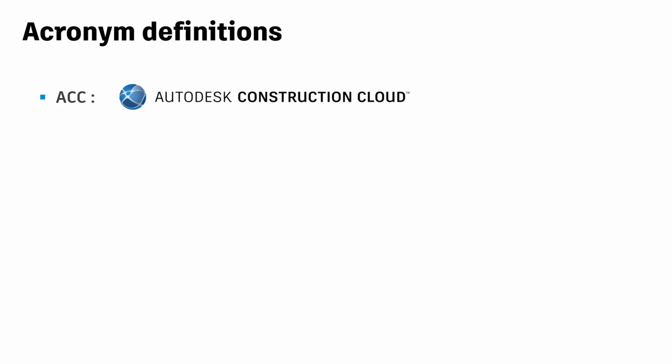Let's take 2 minutes to define 3 acronyms we will use in the following minutes of this session. ACC means Autodesk Construction Cloud. This is our platform that covers all the different phases of a project and all the different solutions that we can actually provide. ABC means Autodesk BIM Collaborate.